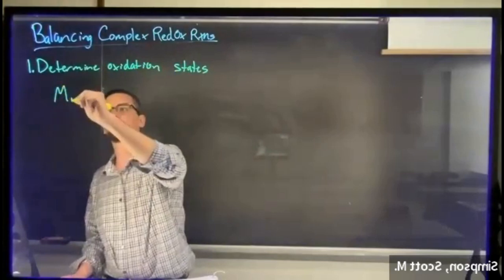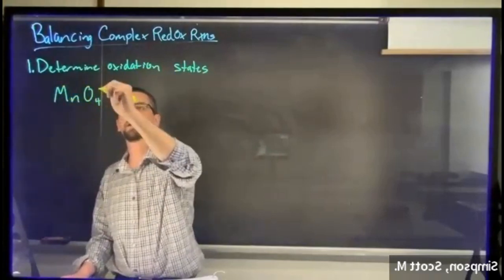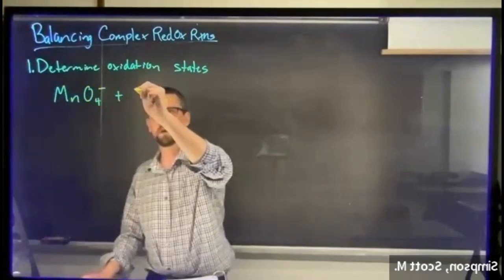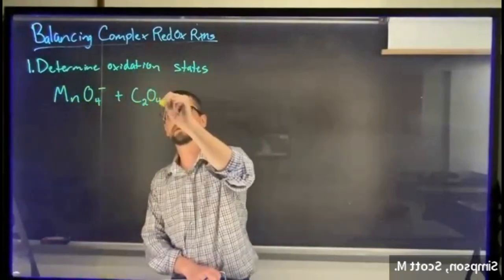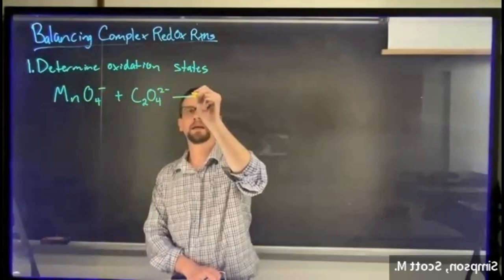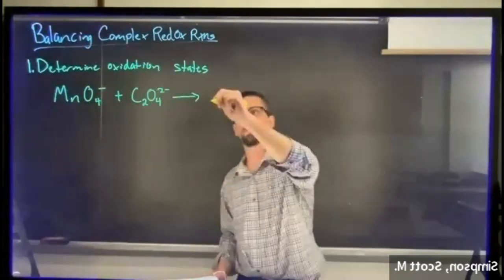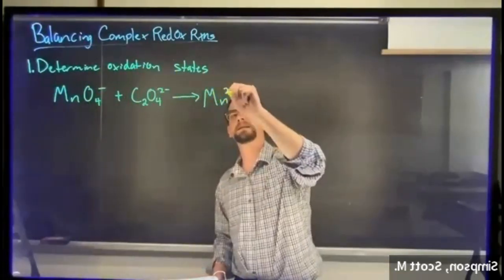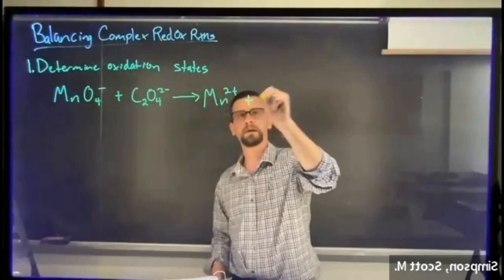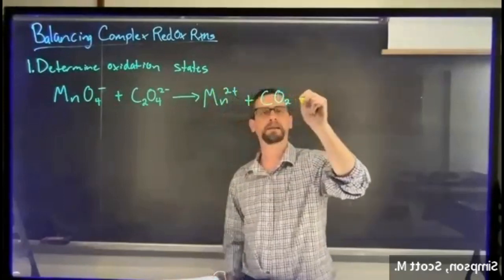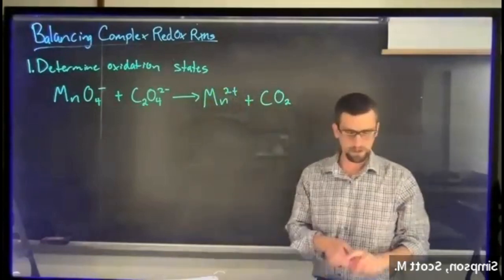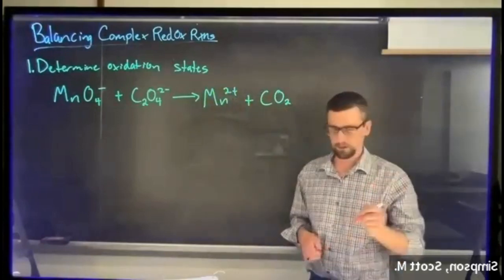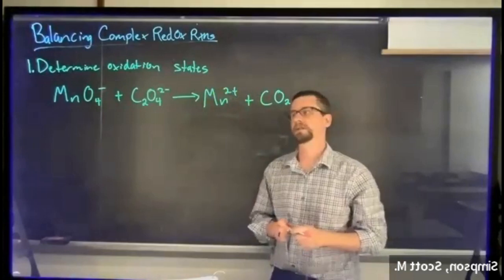Let's say we have MnO4 minus reacting with oxalate, C2O4 2 minus, and it's going to react, and we're going to form manganese 2 plus and carbon dioxide. And I'm leaving physical states off here. Okay, so let's determine what is the charge on each species.